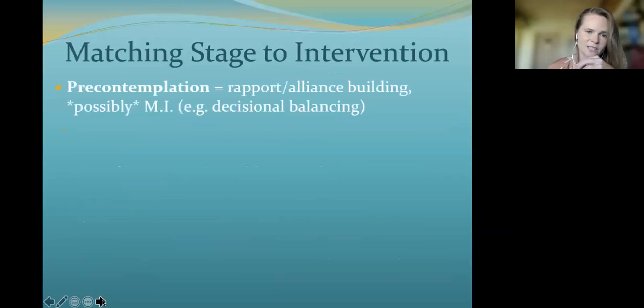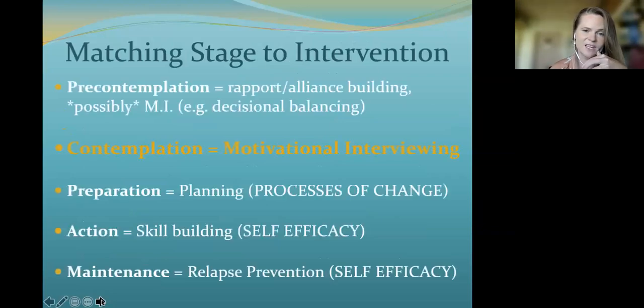So looking more closely at how we match the stage to the intervention. In pre-contemplation, you're really just looking at rapport and alliance building, strengthening the relational currency of the provider relationship. You really don't want to push too much, which people are very tempted to do. At most, in terms of MI interventions, you might do something very light, like a decisional balancing exercise, which is a sort of 2x2 pros and cons exercise, just to help maybe clarify or bring to the surface if there is any sort of incipient ambivalence. But there's a real danger with pre-contemplation of pushing people further into it if we push too hard.